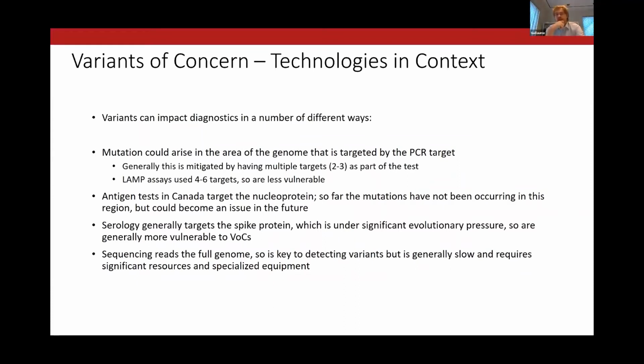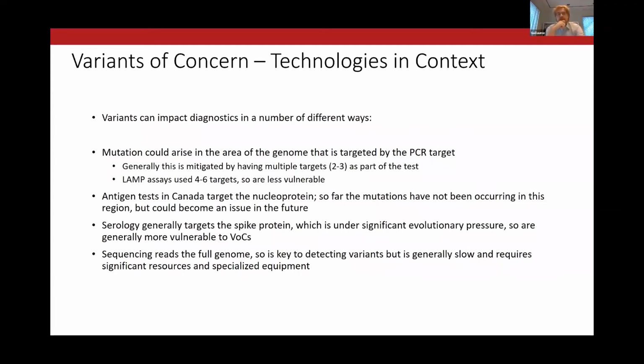The PCR cousin, the Abbott ID NOW, or the LAMP-based assays, use not 2 to 3, but actually 4 to 6 different targets. So they are also quite a bit less vulnerable to variants of concern. Antigen tests, on the other hand, mostly target a protein that doesn't change much in SARS-CoV-2. It's one of the proteins that is necessary for it to replicate adequately. So far we haven't seen any mutations that would affect that region, but in theory that could become an issue in the future. So it's something we're watching.